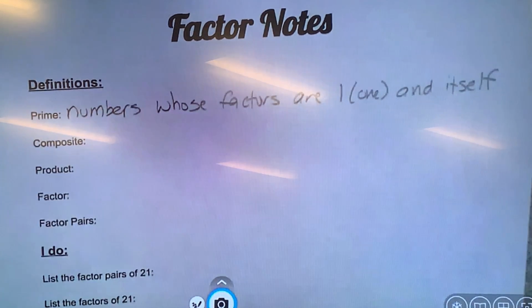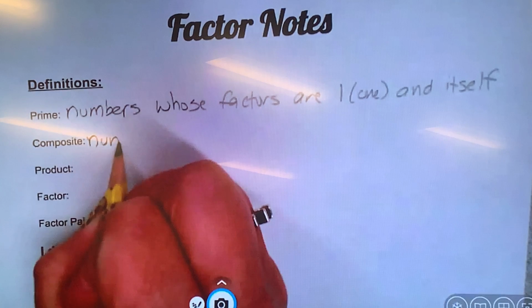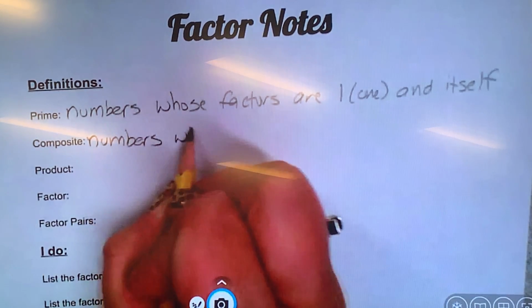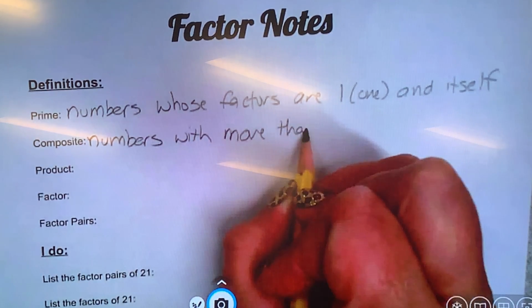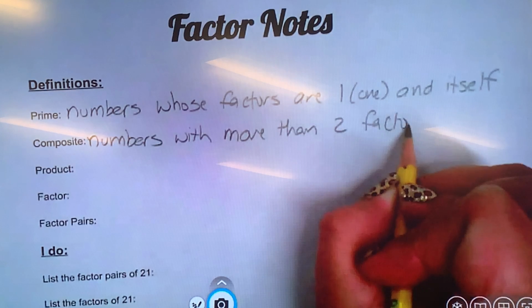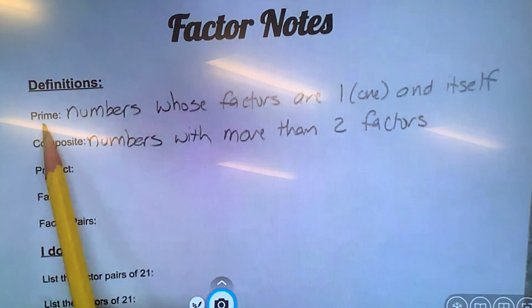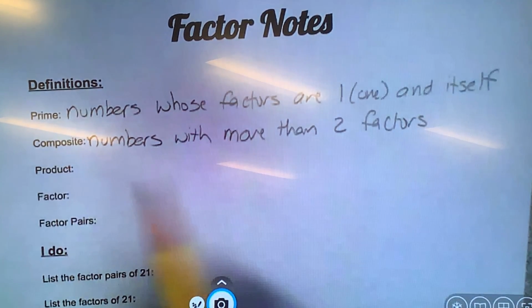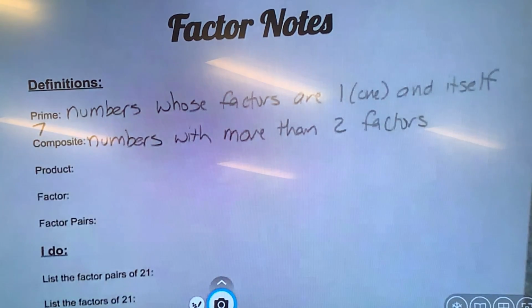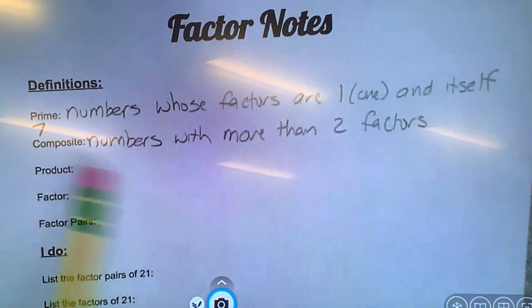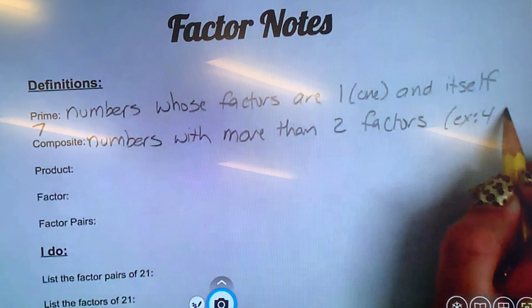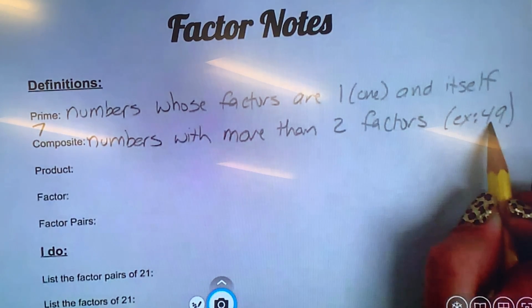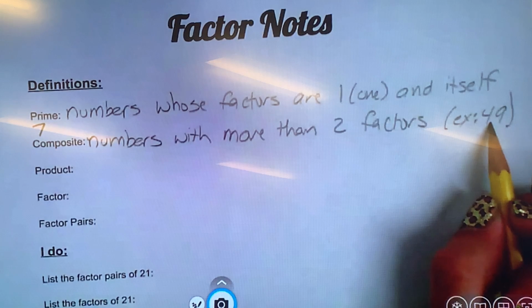Composite numbers are numbers with more than 2 factors. So an example of a prime number would be like the number 7. The only factors of 7 are 1 and 7. An example of a composite number would be like 49, because 1 and 49 are factors, as well as the number 7.